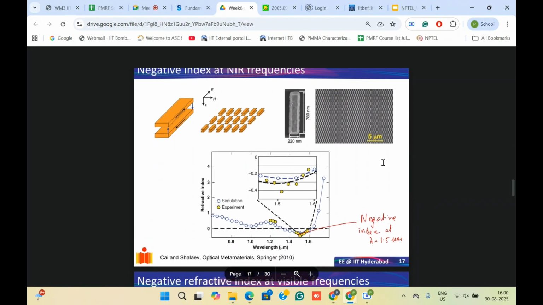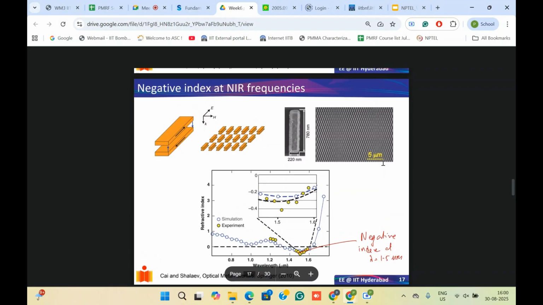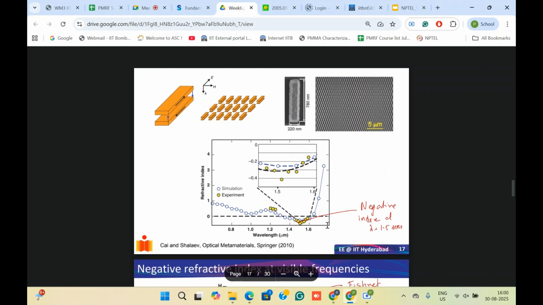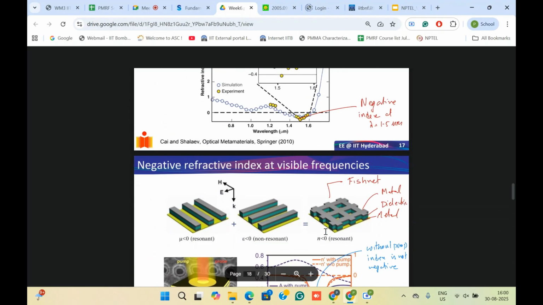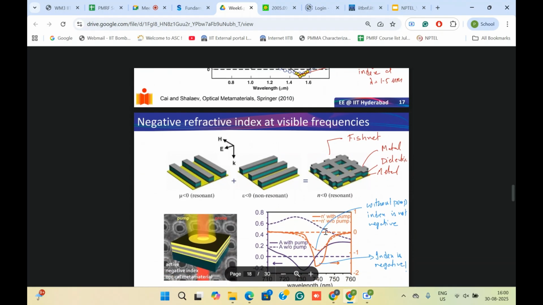So this is another example where negative index is achieved at near IR frequencies. The size has reduced into the nanometer range. We can see that the refractive index is negative for the wavelength at 1.5 micrometer. That is a very small window. So from this we move to negative refractive index at visible frequency.